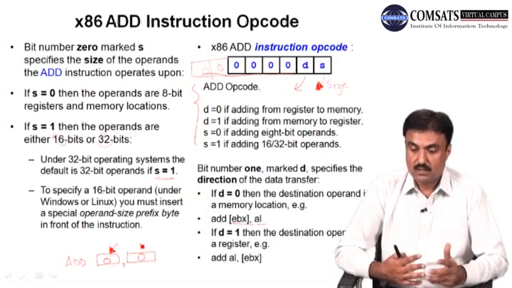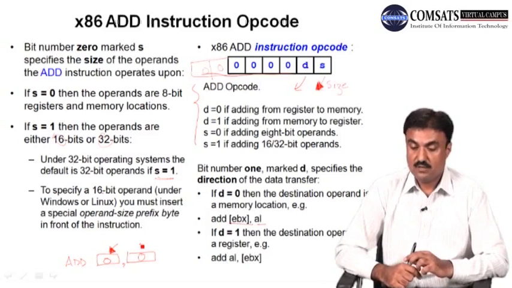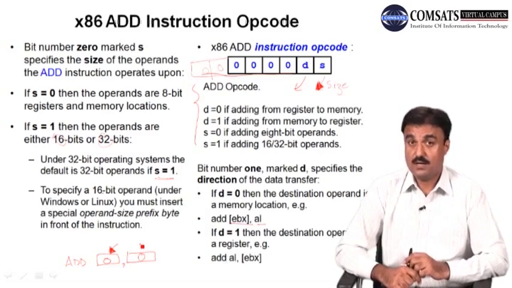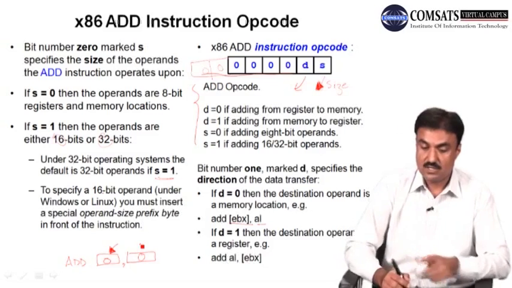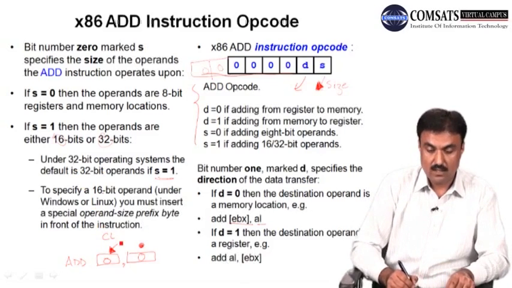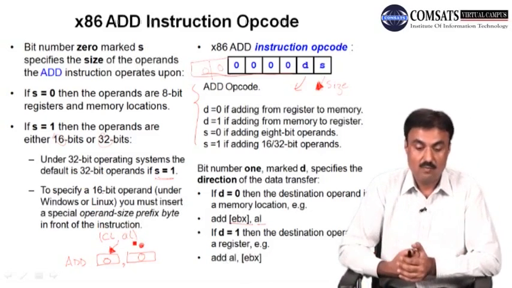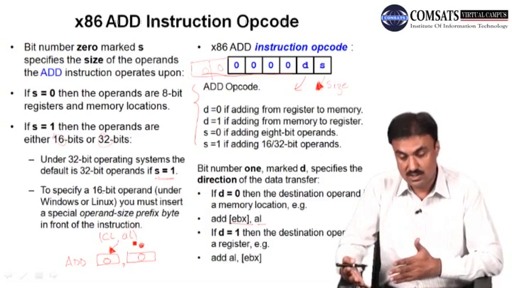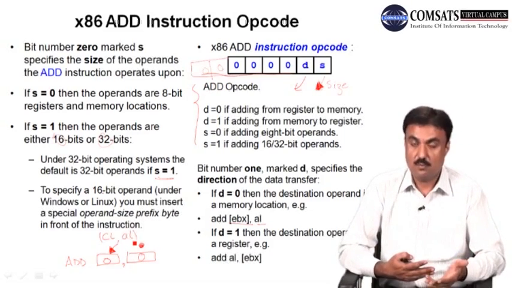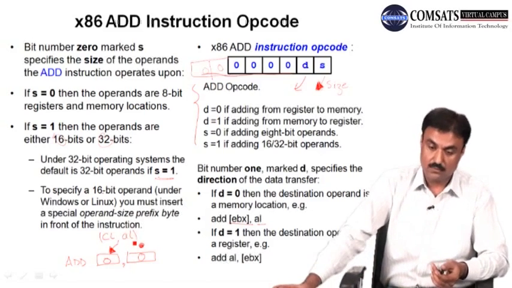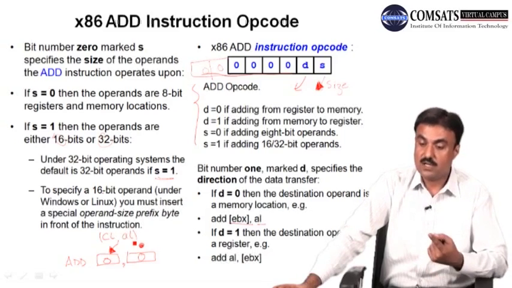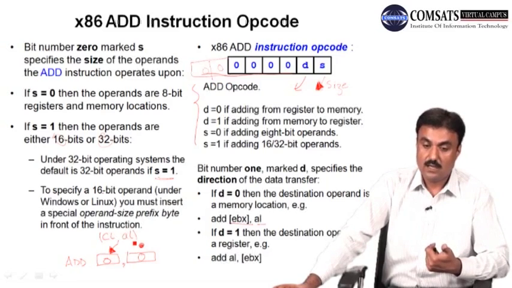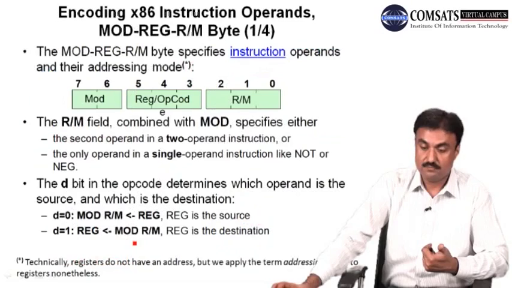However, there's one confusion here. If the mod bits are 11 and you are using the register addressing mode, then what will be the opcode? For example, if I say ADD CL comma AL, in this case we don't have any memory location, either in the destination or in the source operands. So what should be the opcode for this one? In that case there's confusion. However, in that case, it will consider D as 1 in the ADD instruction opcode.